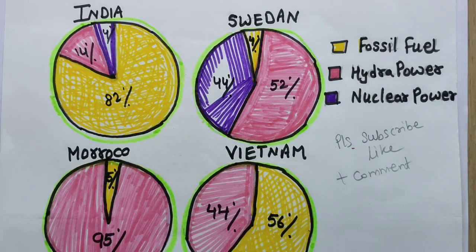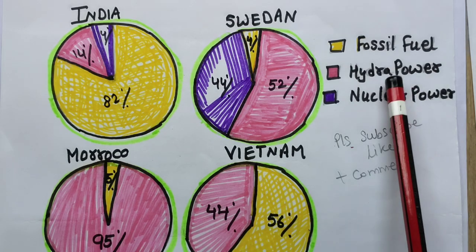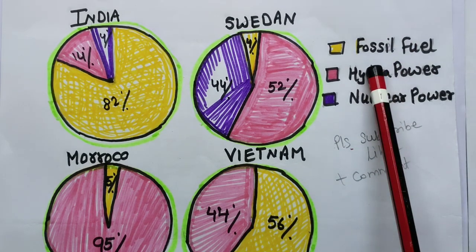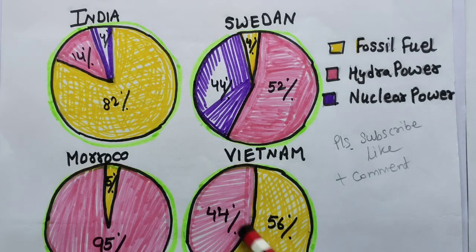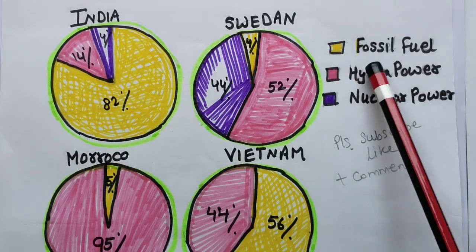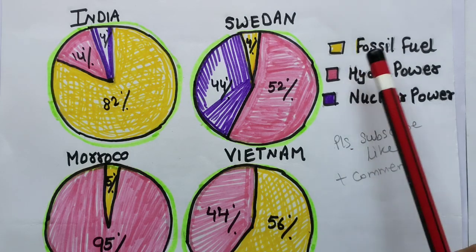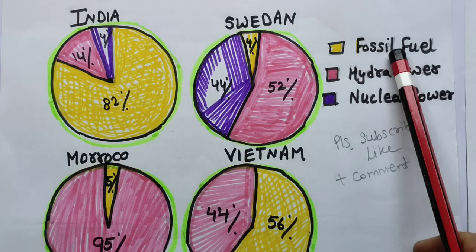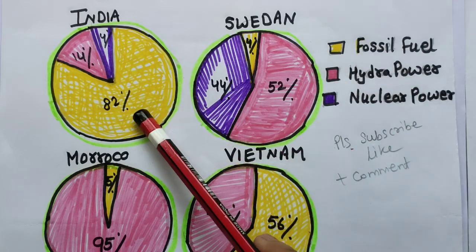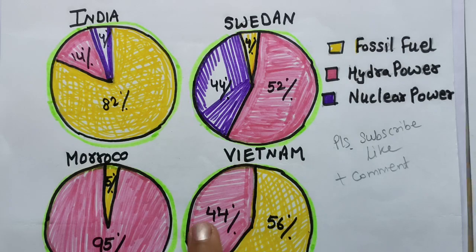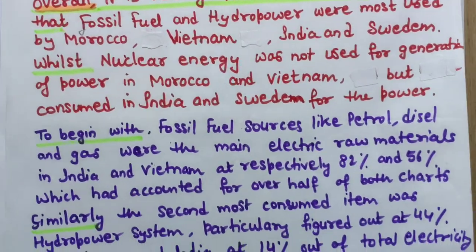Now coming to the detailed paragraphs. How to write a detailed paragraph? Either you write according to the country, or you write category wise. I must say it is better to write category wise. When you write category wise, you will definitely be able to compare the things between these countries. Okay. So first we will talk about fossil fuel.